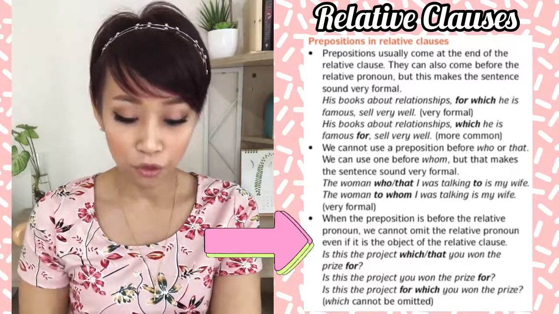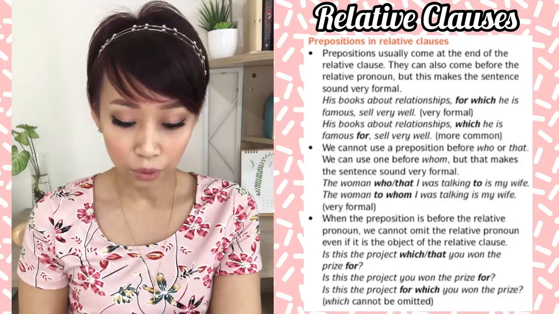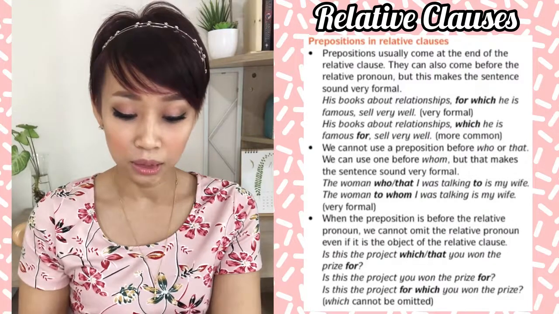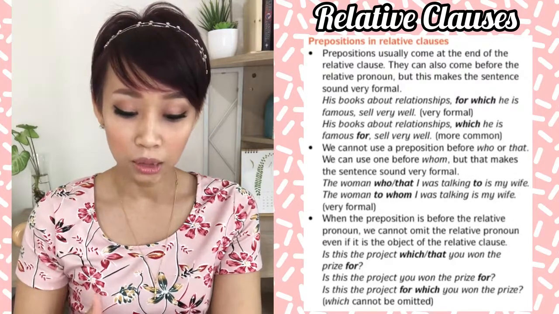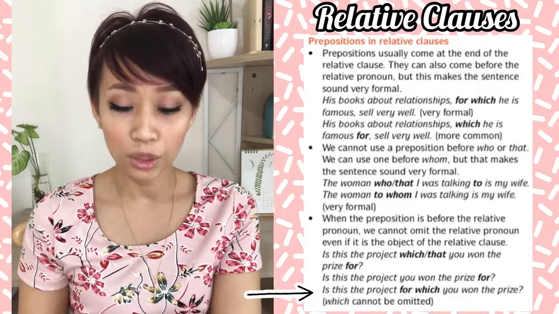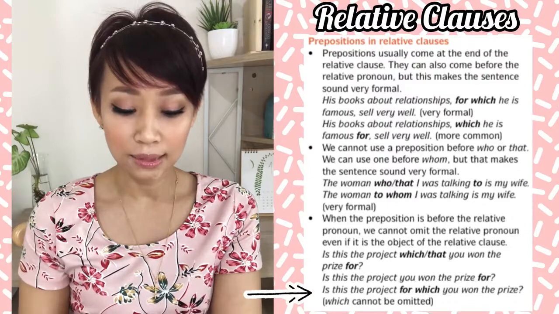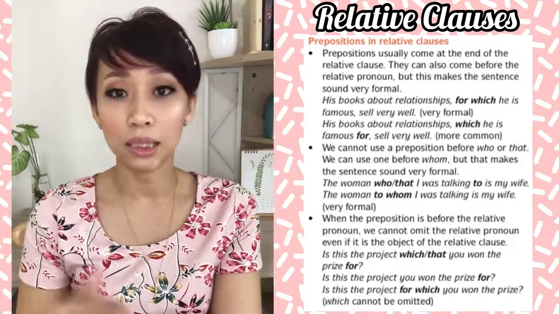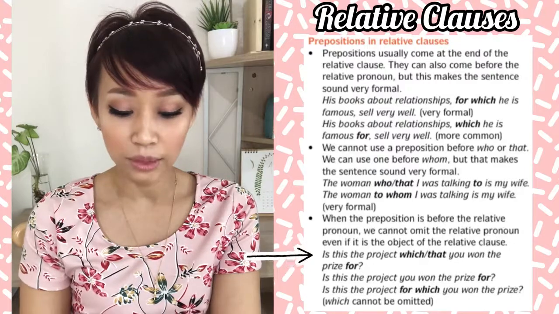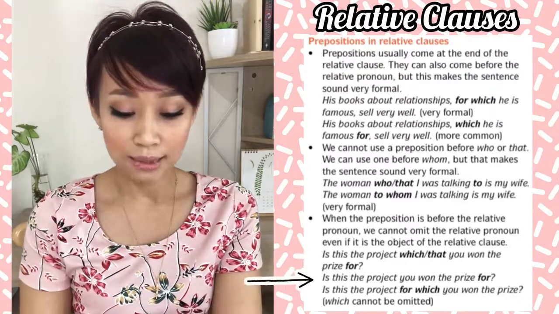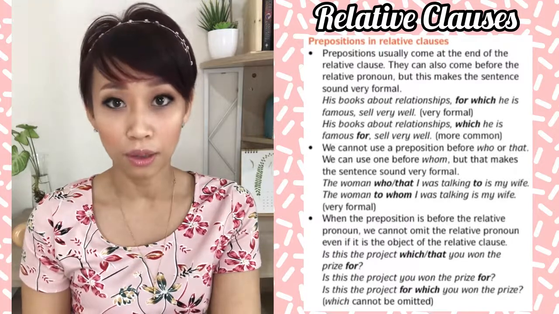When the preposition is before the relative pronoun, we cannot omit the relative pronoun even if it is the object of the relative clause. Maksud dia sini, kalau preposition sebelum relative pronoun, kita tidak boleh buang relative pronoun itu. Okay, for example, is this the project for which you won the prize? Kalau kita buang which, is this the project for you won the prize? Tidak ada maksud. Okay, tapi kalau preposition di belakang, for example, is this the project which or that you won the prize for? Di belakang kan? Kita boleh buang which. Is this the project you won the prize for?